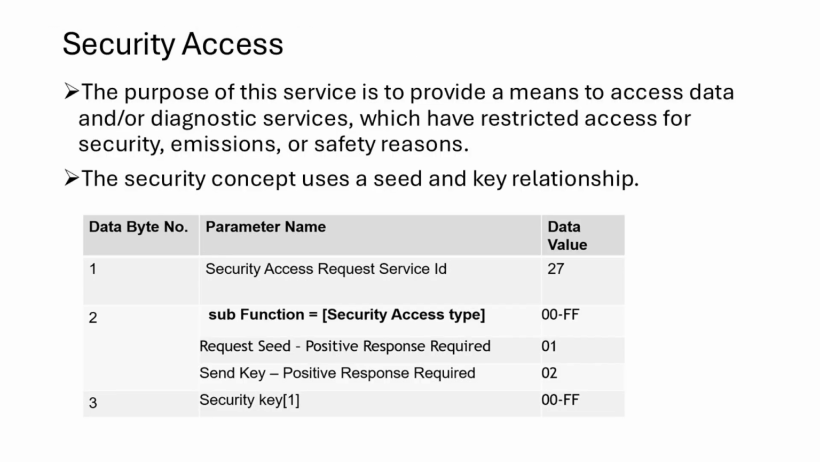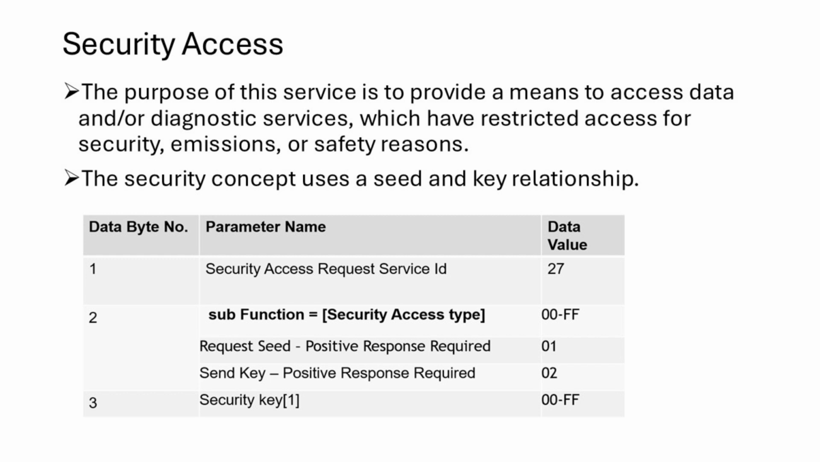So the next service is security access. Security access provides access to data or diagnostic services which have restricted access for security, emission, or safety related reasons. As I mentioned earlier, if you have some data that is secured and you need to read it, you should unlock the ECU and then read it. That is the reason security access is implemented in UDS.